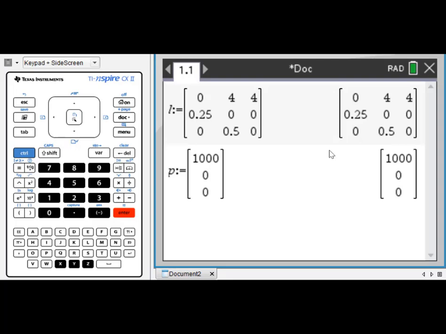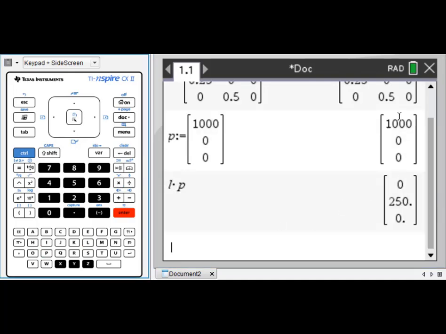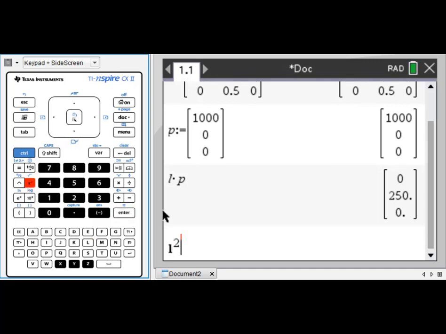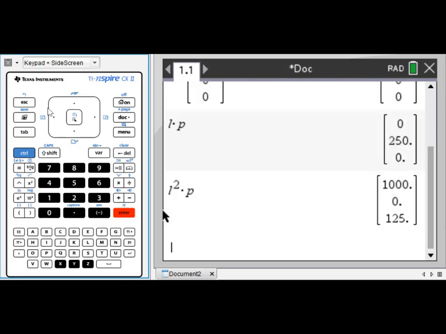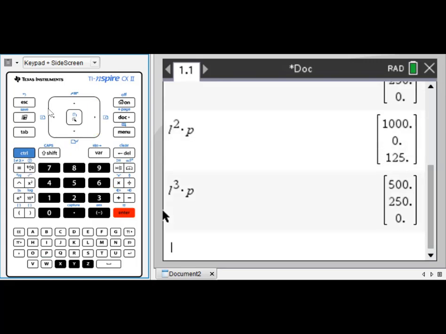So let's look at L times P to start with. You can see we initially didn't have anything in our second and third age groups, and now we haven't got anything in our first and third. So let's go L squared times P. Now we don't have anything in our second. L cubed times P. Now we don't have anything in our last.